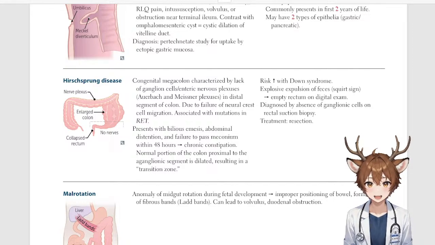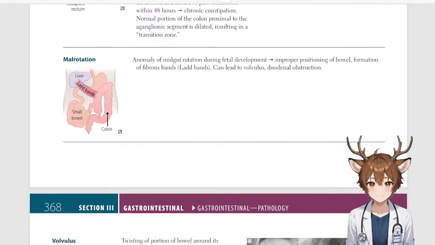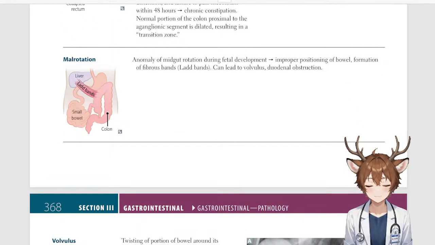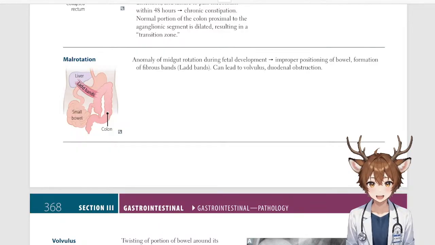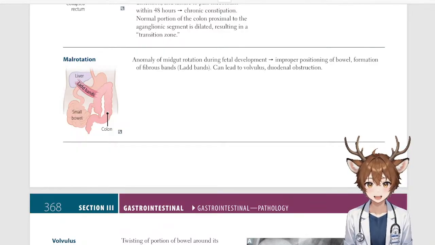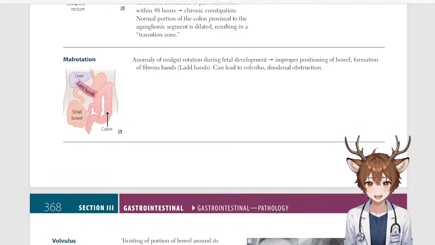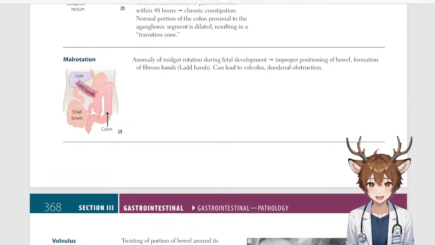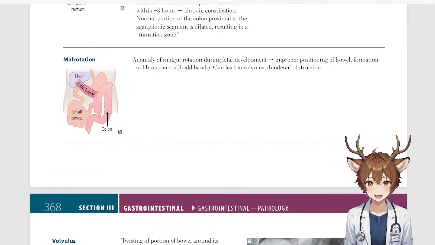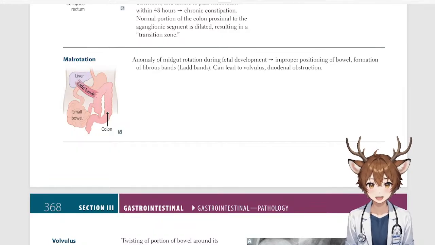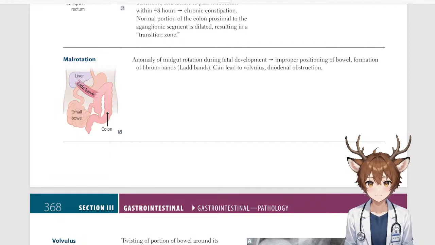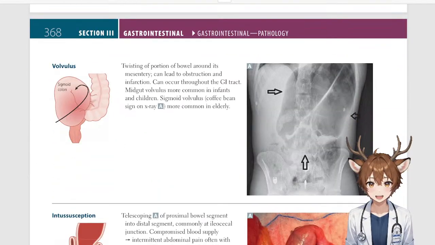What about malrotation? Malrotation is an anomaly of the midgut rotation during fetal development, with improper positioning of the bowel, small bowel clumped on the right side and colon on the left, and formation of fibrous bands, Ladd bands. It can lead to volvulus and duodenal obstruction. So it looks all kind of messed up, and that can lead to, again, duodenal obstruction or volvulus, which is not good. Now, we'll be talking about volvulus in a minute, but I'll be talking about intussusception first.